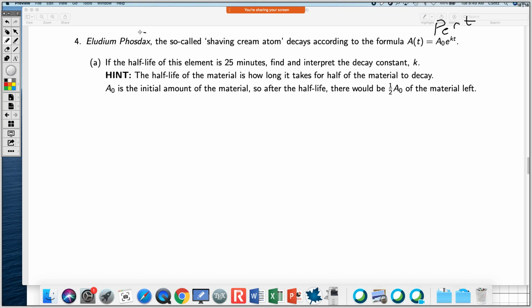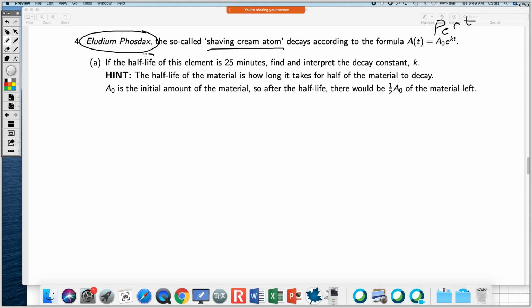Aluminum Fosdax, that's my spelling of the element from the original Duck Dodgers cartoon. So you can YouTube that. The original Duck Dodgers, they were looking at that. And it was the shaving cream atom. So if the half-life of this element is 25 minutes, find and interpret the decay constant k.